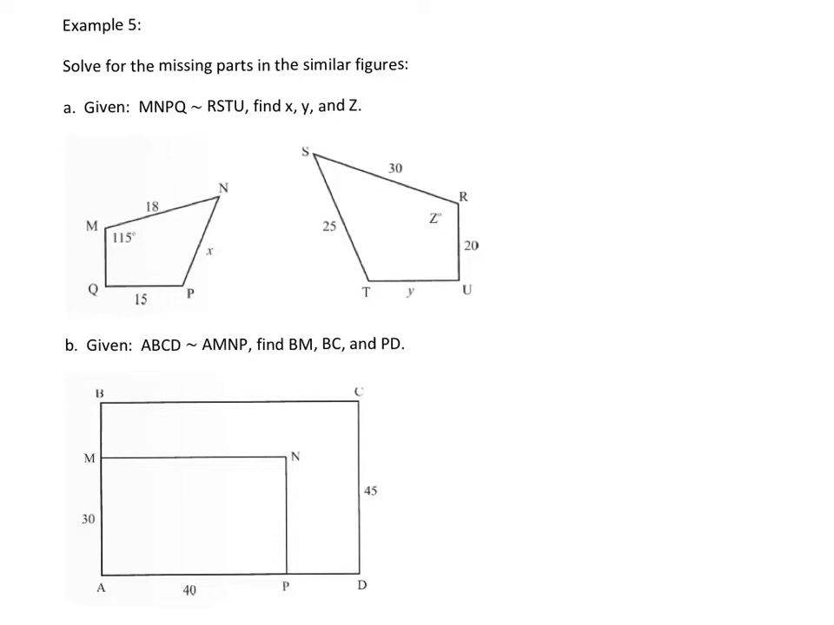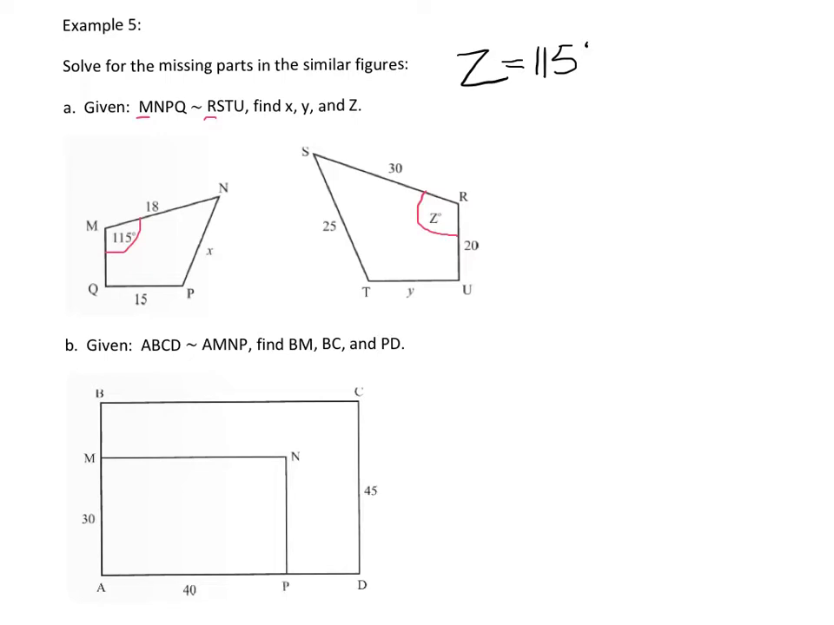And if I look at the similarity statement, I see that if I'm solving for angle R, that should be congruent to angle M. So I know angle M is 115, so that means angle R must also be 115. So I know right off the bat that Z equals 115 degrees. Because remember, for similar polygons, we know that they have congruent angles. They're the same. There's no proportions there.